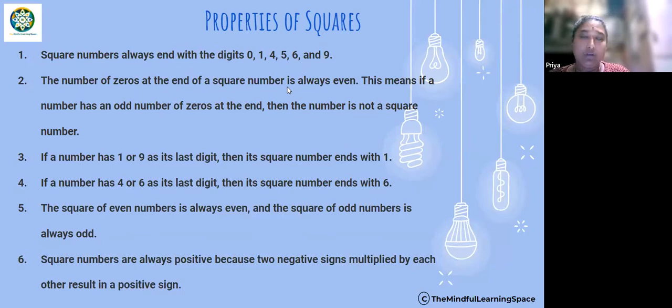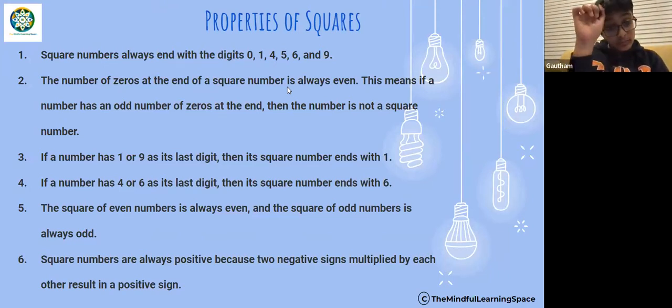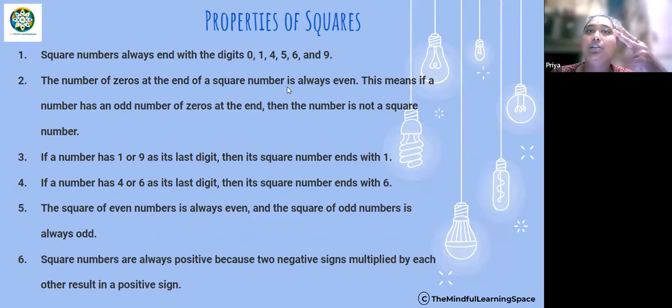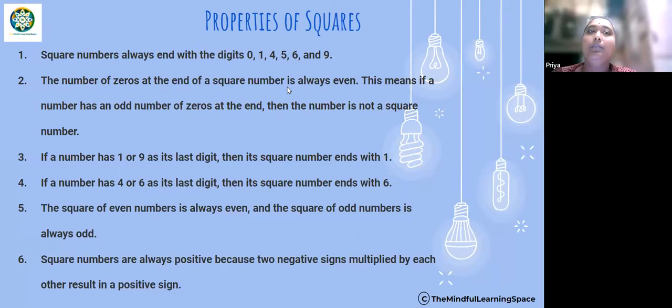Okay, give me an example of a number that has an odd number of zeros at the end that is not a square number. See, 100 has 2 zeros at the end, so it's a perfect square. Now I want you to give me an example of a number that you think is not a perfect square, which has an odd number of zeros. 1000. Okay.